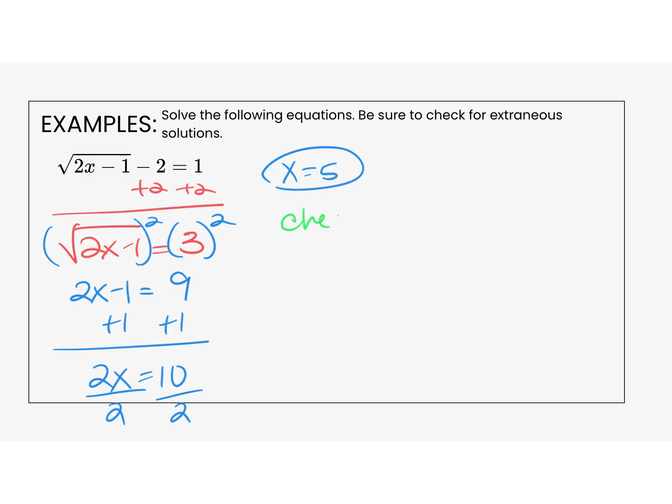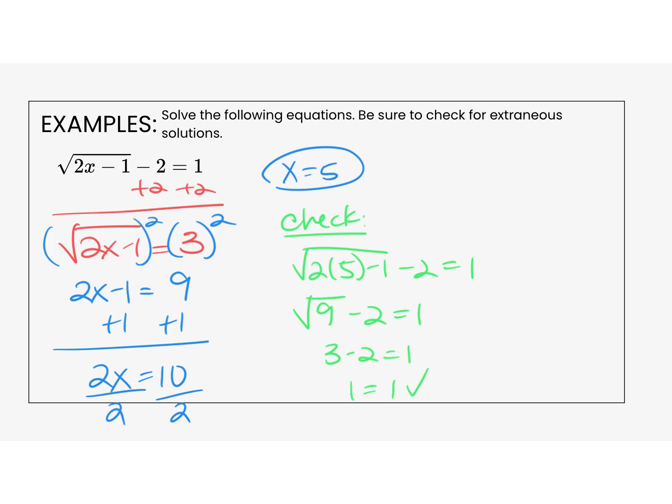Okay, let's check our answer. Square root of 2 times 5 minus 1, minus 2 equals 1. 10 minus 1 is 9. Square root of 9 is 3. 3 minus 2 is 1, so that one works. Okay, so there's no extraneous solution there.